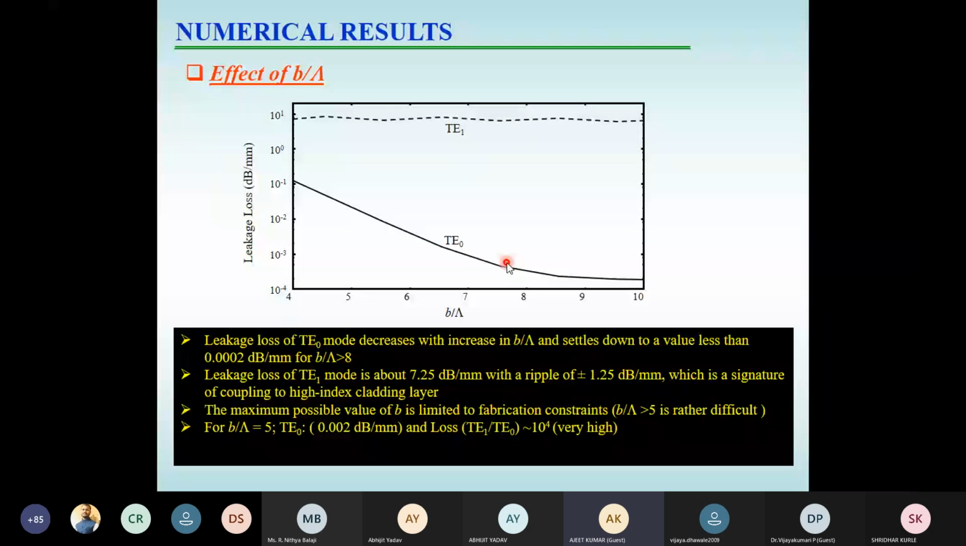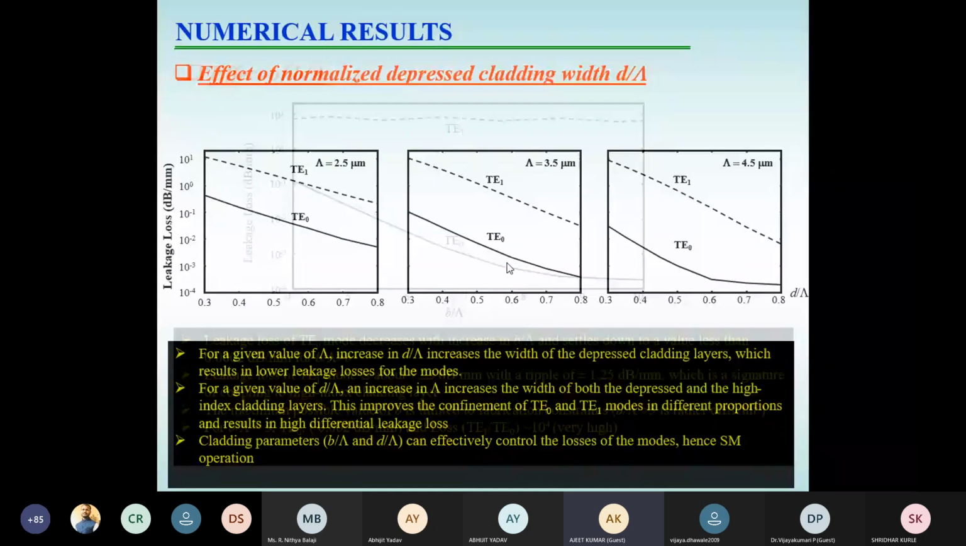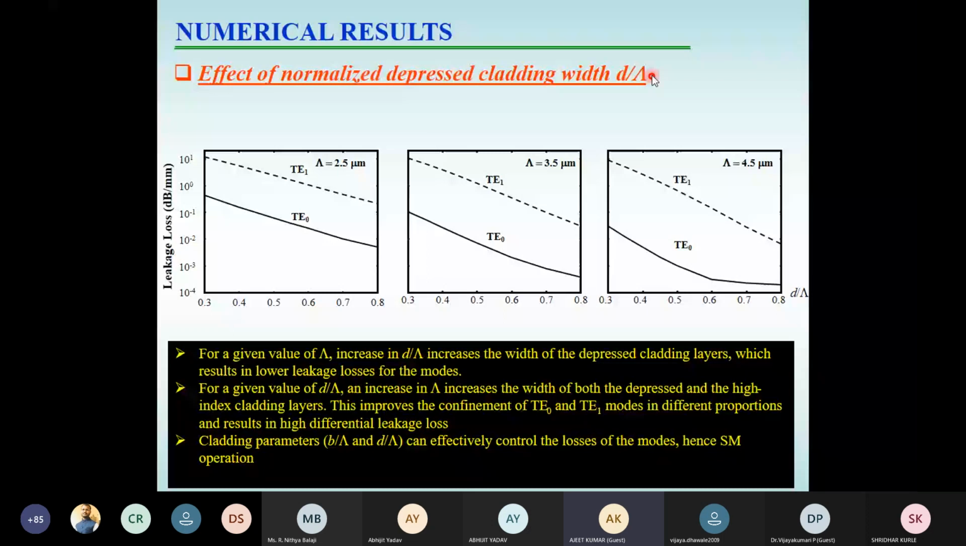Then we have seen the effect of this D parameter as well, because we need to study each and every parameter here. We have concluded that for a given value of d by pitch, an increase in capital lambda will decrease the loss. So these studies, whatever we have done, are basically used to optimize the parameters for the experimentalist when he is going to fabricate any such designs.